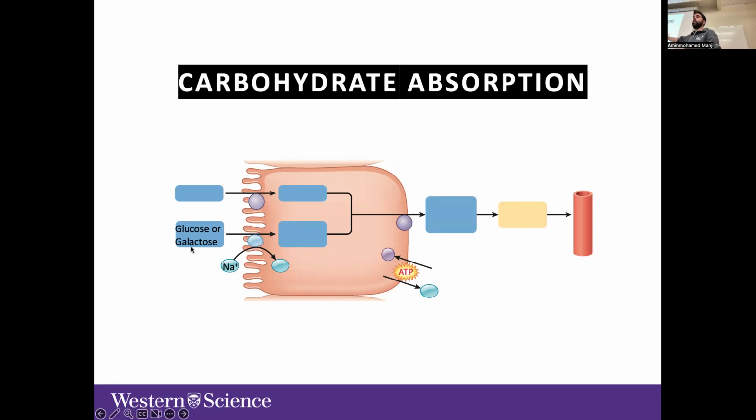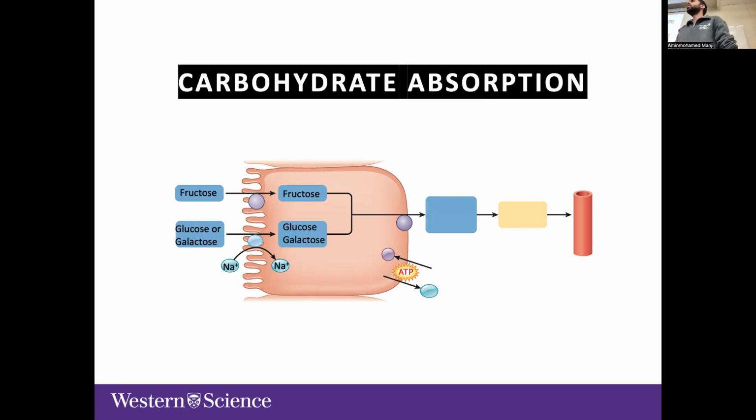Keep in mind, we still have one other monosaccharide here. We also have fructose. This is a little bit simpler. We just have a uniporter here, which is just going to bring it down its concentration gradient into the absorptive cells. By the way, where are these absorptive cells? Where's this all happening?